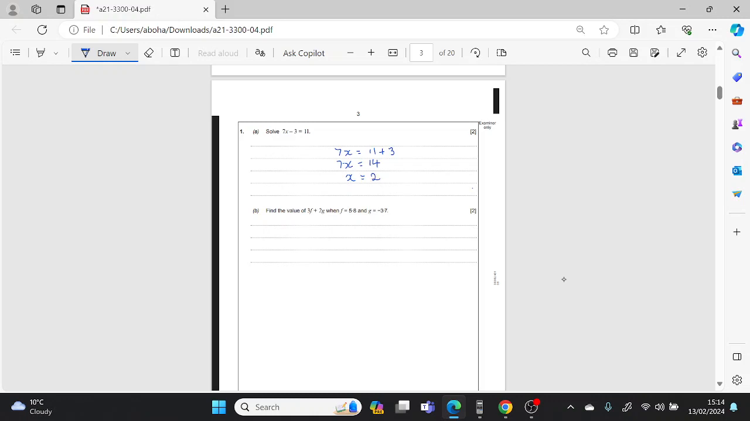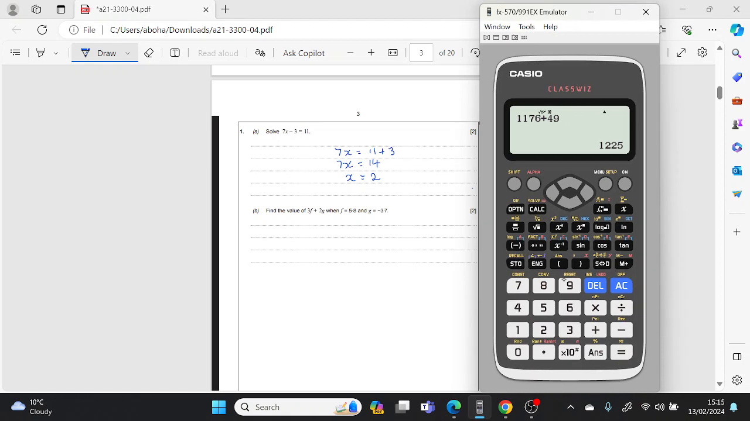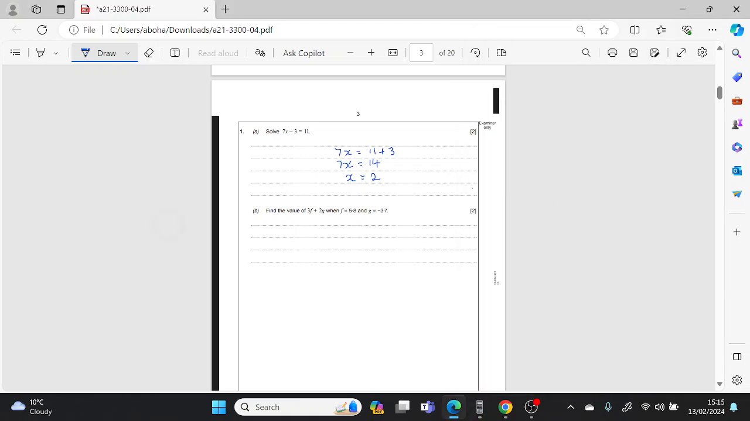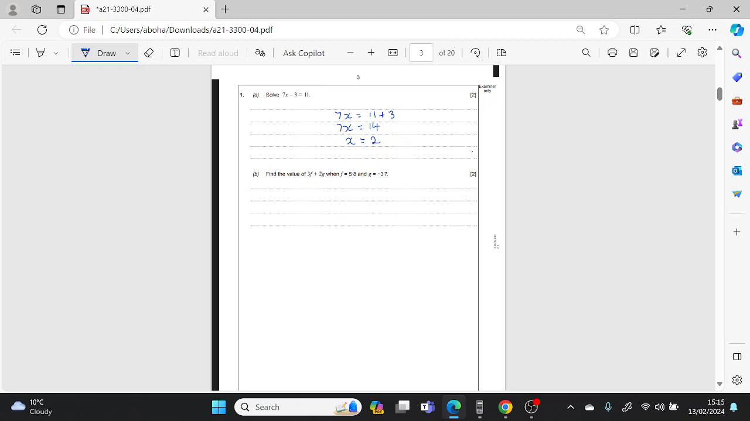Just out of interest, again, I'm only showing you these tricks for the calculator, but the calculator will solve this for you as well. So you go 7x minus 3, alpha, push the calc button, equals 11. Then shift solve. So push the calc button again, and if you push equals, there you go, x is equal to 2. So the calculator will do this for you. Just be careful that there'll be some questions where you might have to show your working, okay?